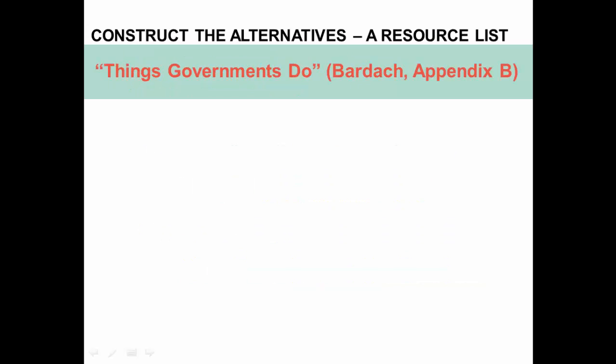Let's go over the categories that Bardak provides us in Appendix B, things governments do, and let's give some brief examples of each category. We invite you to read through these categories very carefully and to refer to this list whenever you find yourself at the Construct the Alternatives step of the Eightfold Path.